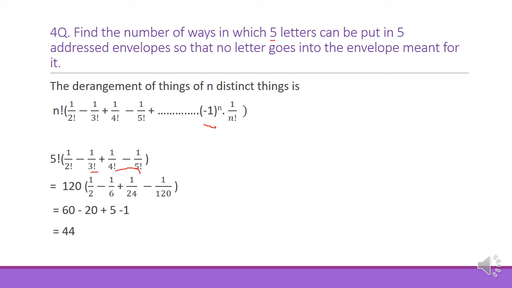it is equals to 120 into 1 by 2 minus 1 by 6 plus 1 by 24 minus 1 by 120. By solving this we will get the answer. So in 44 ways we can arrange the letters in envelopes so that none will go into the correct envelope.